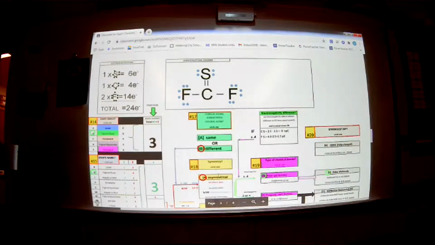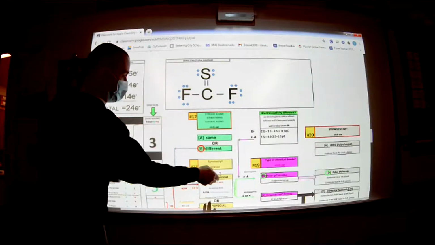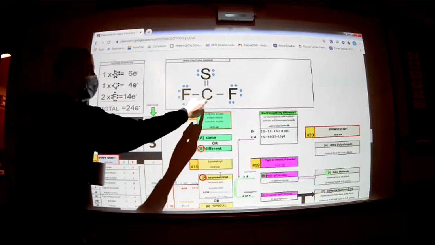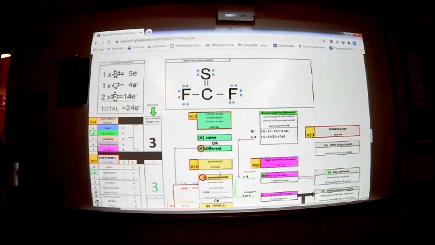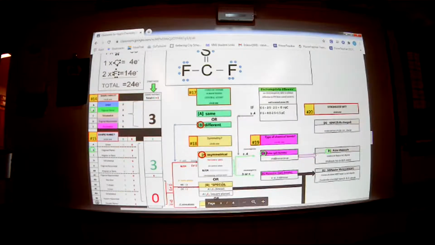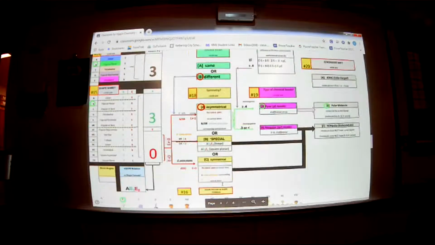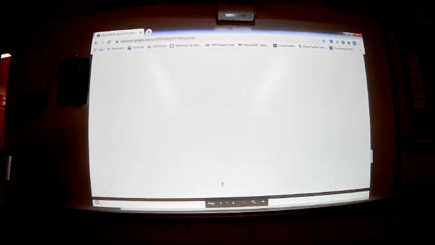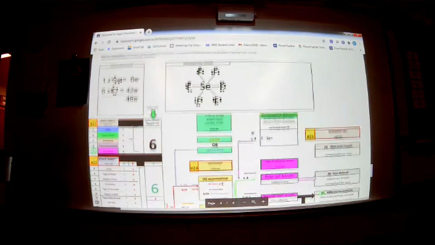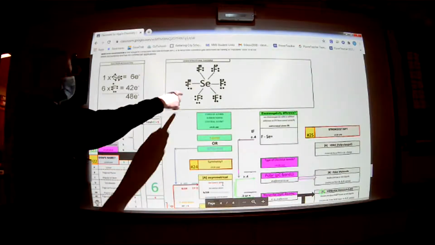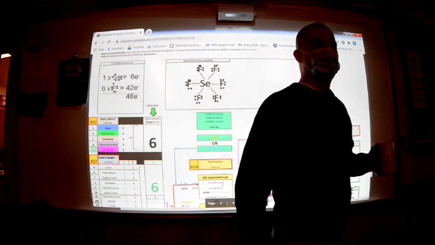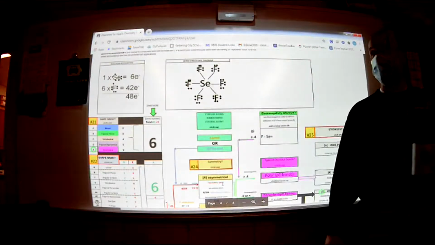Then we look down here on this one, which also had different atoms on it, didn't it? This one also had different atoms on it, making it asymmetrical. There were no lone pairs, but different atoms, so it could be asymmetrical. And since there were different atoms and polar bonds, we decided that that molecule was in fact polar. But look at this one. Were there lone pairs on this one? No.